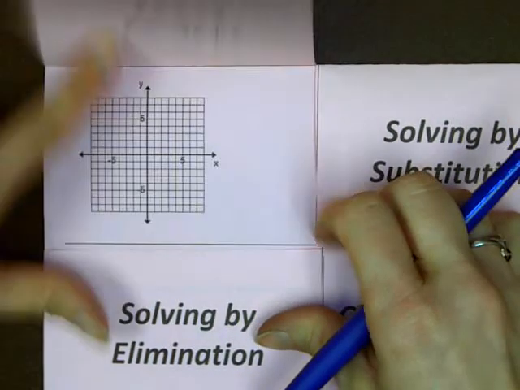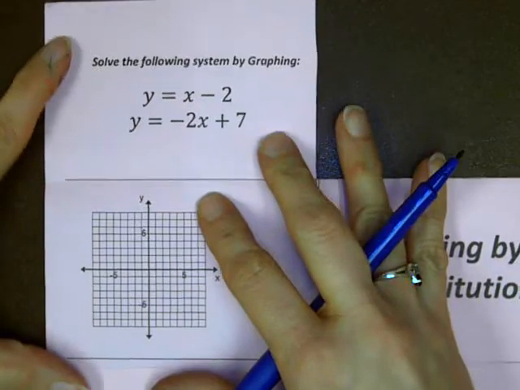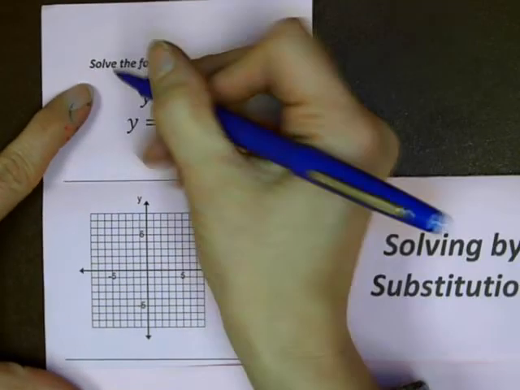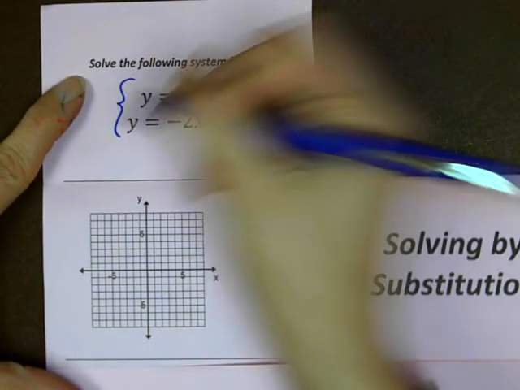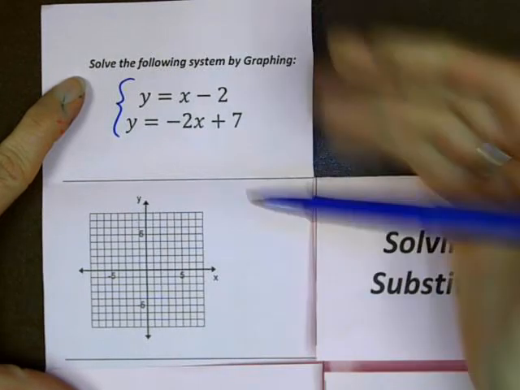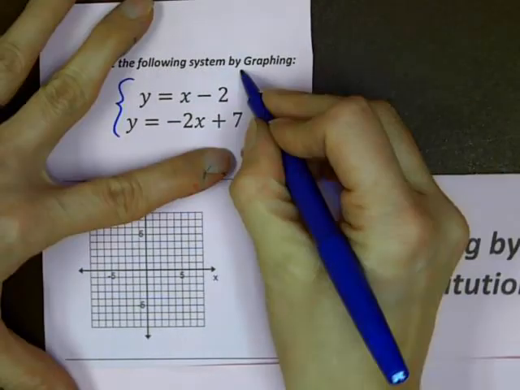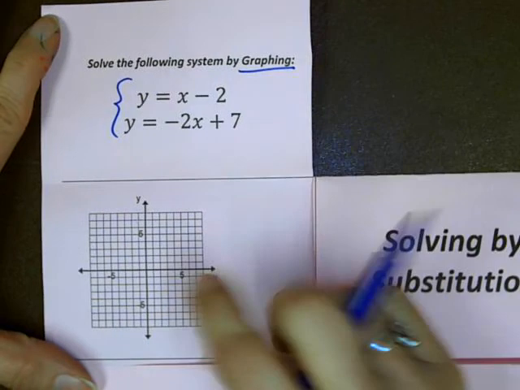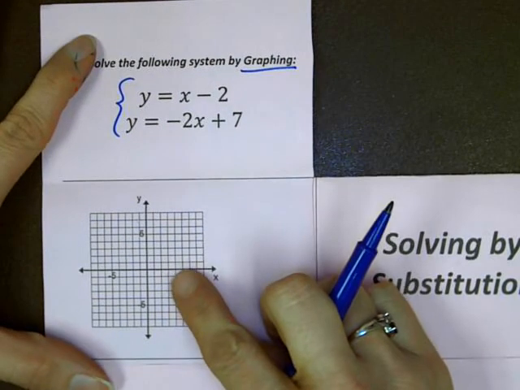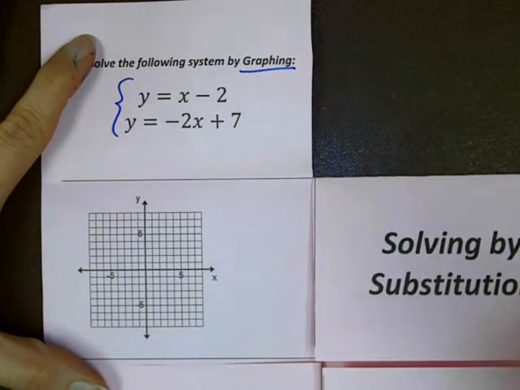Okay, so what we're going to do is solve this system. This is a system. It's 2 equations. It's 2 lines, and we're going to do it by graphing. So what that means is 2 lines are going to share 1 point, and that's what we're going to find for our solution.